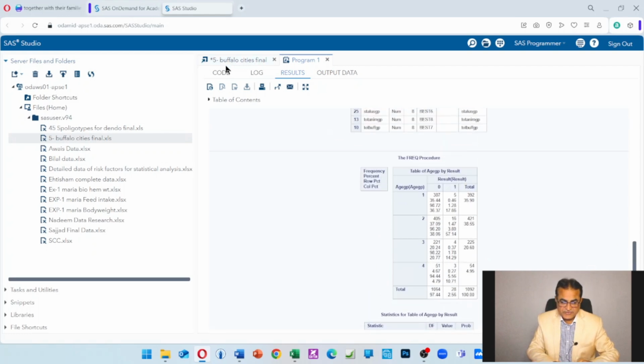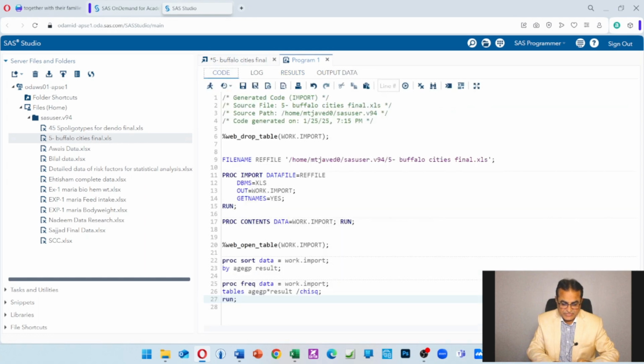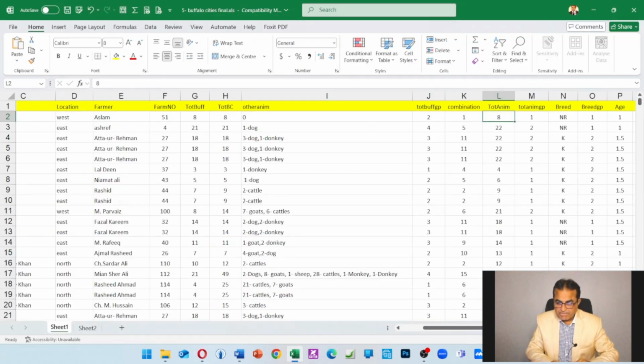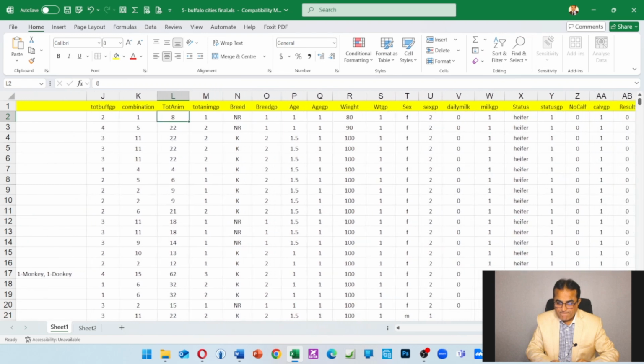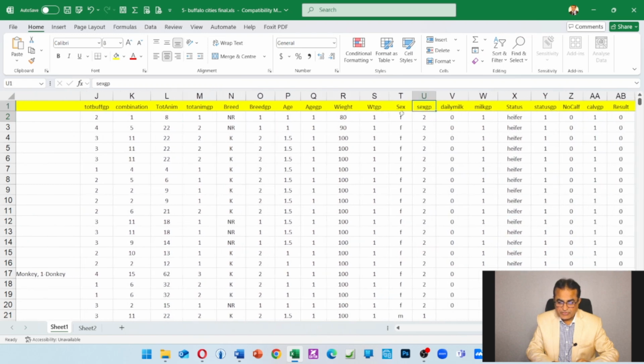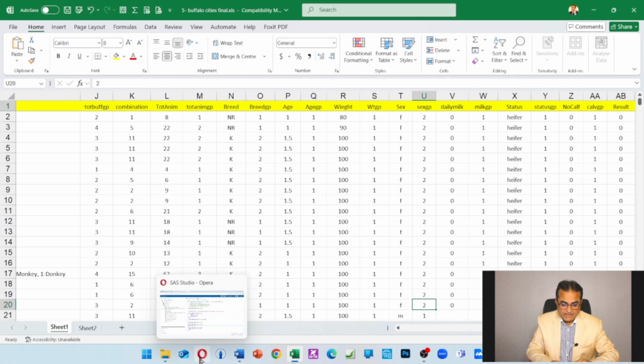Let's do it for sex as well. And we need the sex group. See here, there's the sex group. Here the English alphabet is written, so this software will pick up the numeric value given. So 1 is for male and 2 is for female. So we'll be doing this frequency analysis.